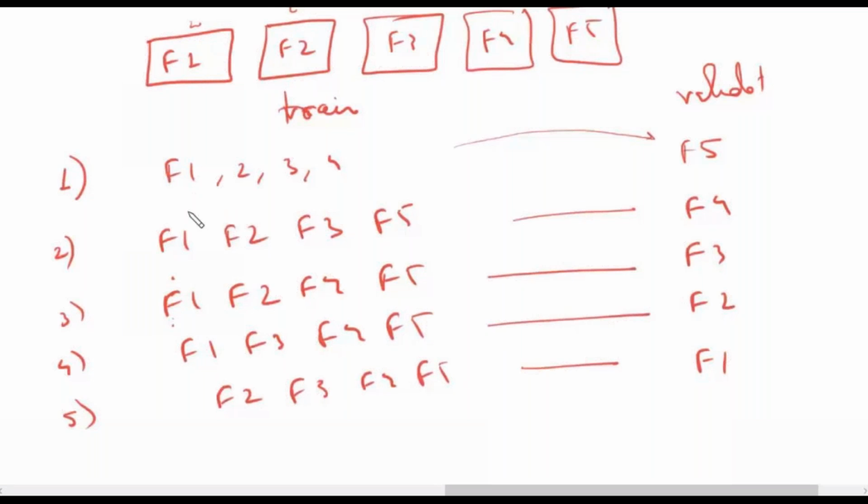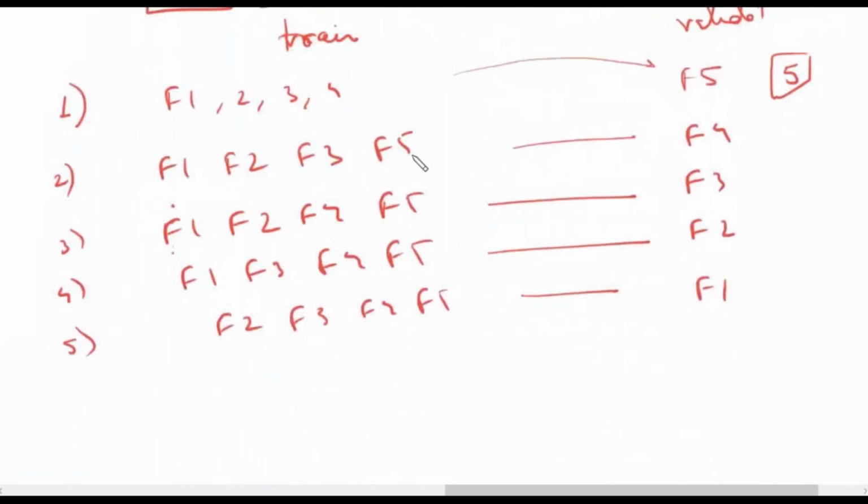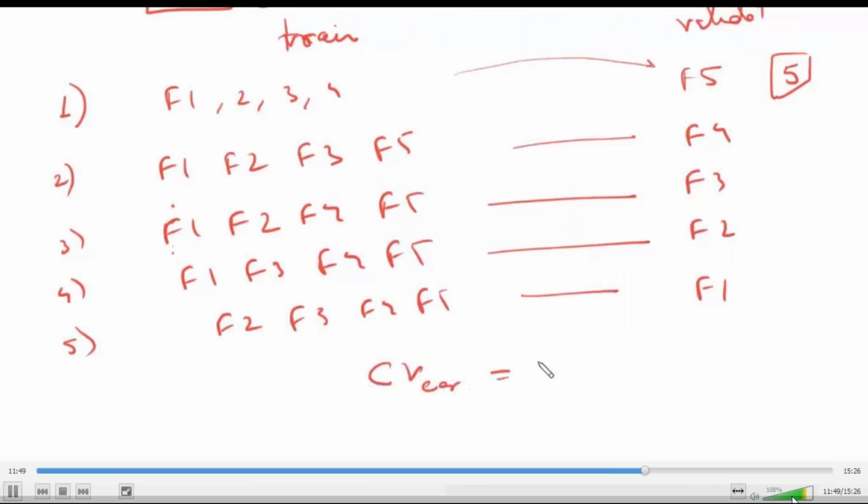Now, if you look at this carefully, you will see that we are running only 5 iterations. So this is not as bad as leave one out cross validation, where we were running it n number of times. So here we are running only 5 times, and your final cross validation error will be 1 by 5 of all the errors that the model makes.